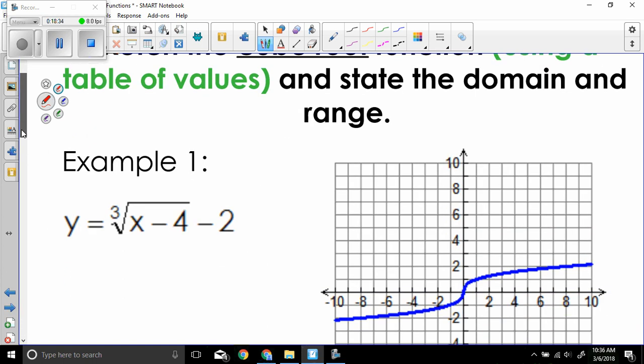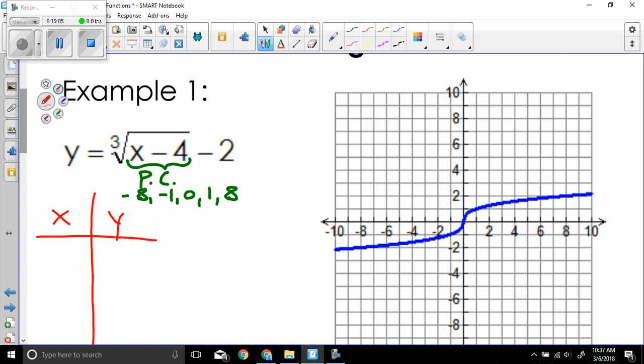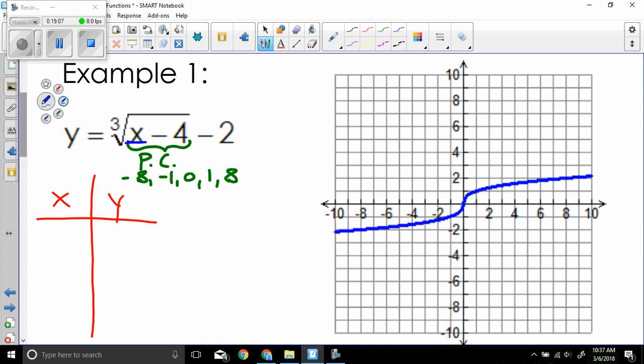Let's try an example then. Here I want to create an X, Y table. I need this thing right here to be perfect cubes. I need perfect cubes. What are perfect cubes? Well, we just talked about -8, -1, 0, 1, and 8. That means when I create my X, Y table, I need to figure out what X value I put right here so that I get out these numbers.